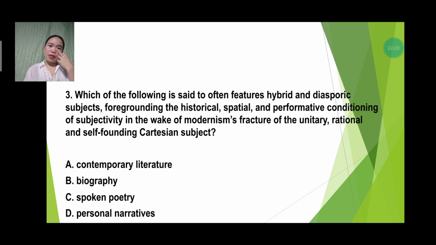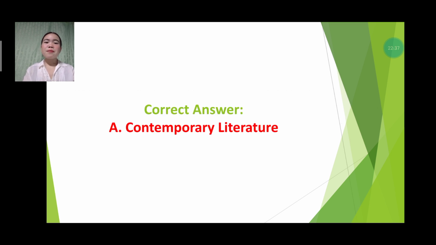Next, item number 3. Which of the following is said to often feature hybrid and diasporic subjects, foregrounding the historical, spatial, and performative conditioning of subjectivity in the wake of modernism's fracture of the unitary, rational, and self-founding Cartesian subject? Letter A, contemporary literature. Letter B, biography. Letter C, spoken poetry. And letter D, personal narratives. So the correct answer for this item is letter A, contemporary literature.